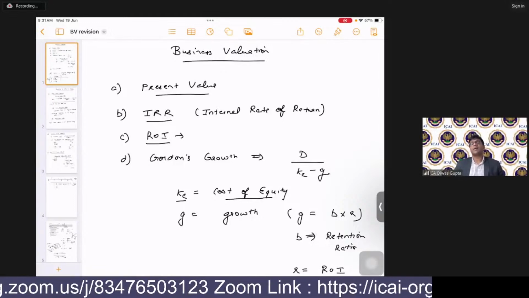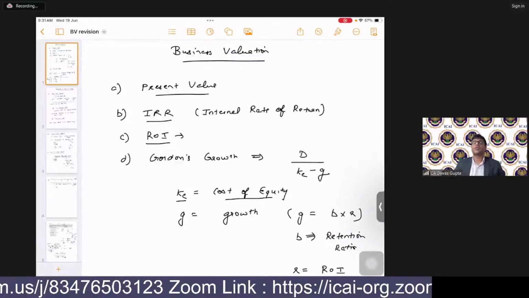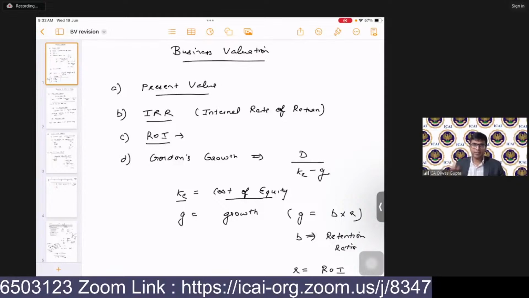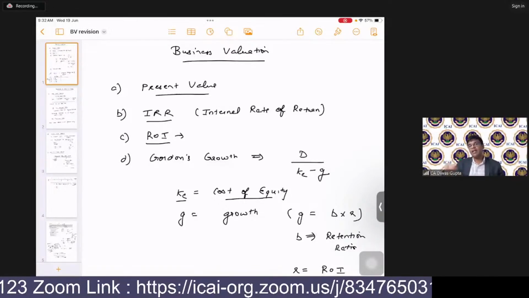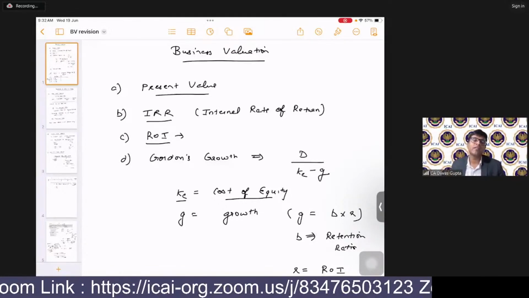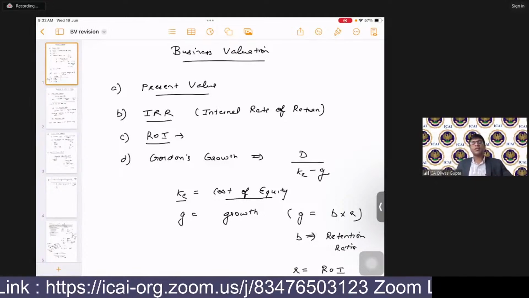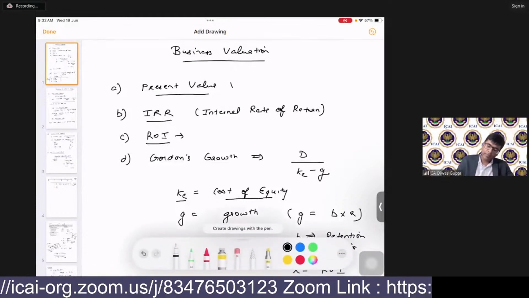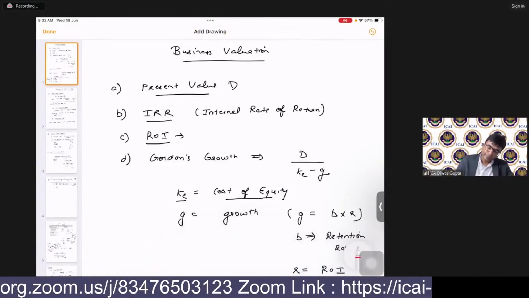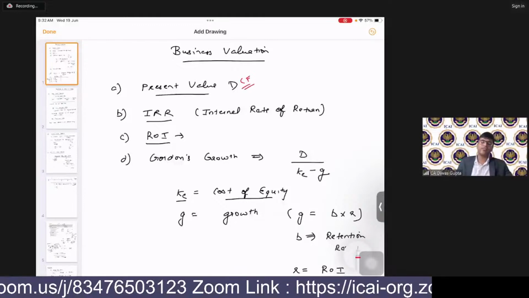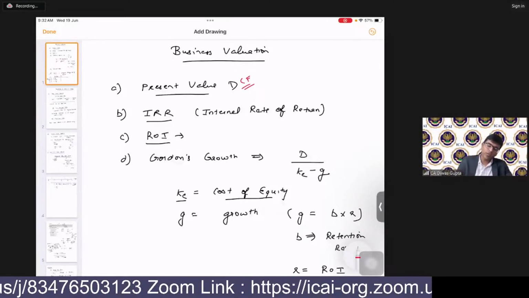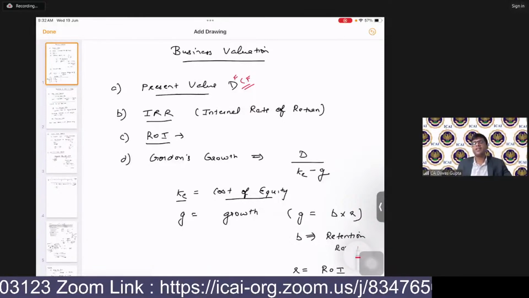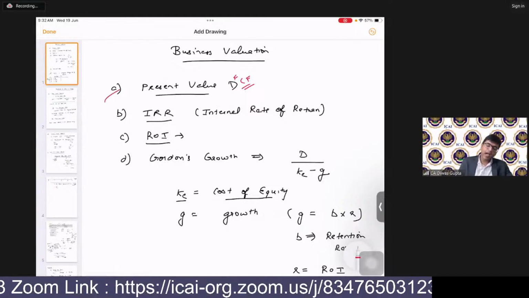From a business valuation perspective, where is this present value used? Imagine that you are valuing a business. There are different ways and means that we will discuss, and at that point I will tell you how present value is used in each method. It is used in the discounted cash flow method, DCF, discounted free cash flow, DFCF.